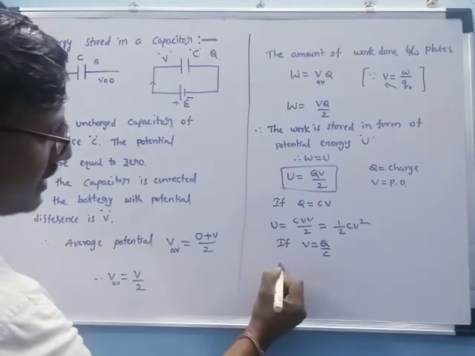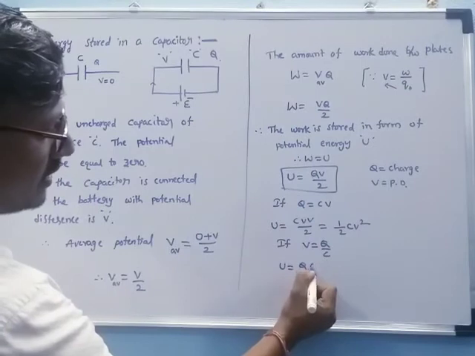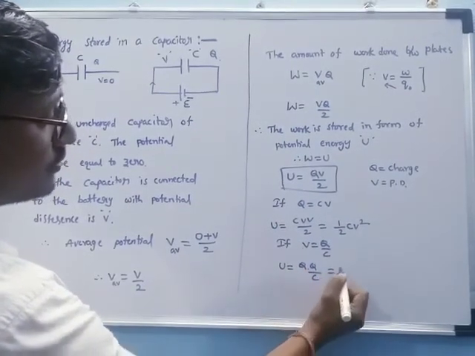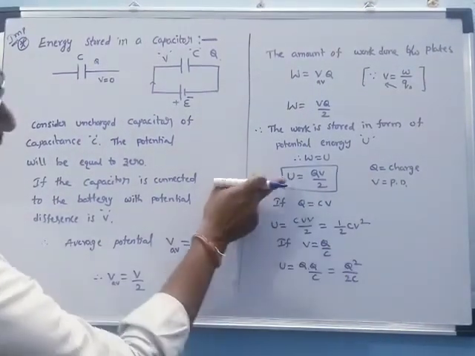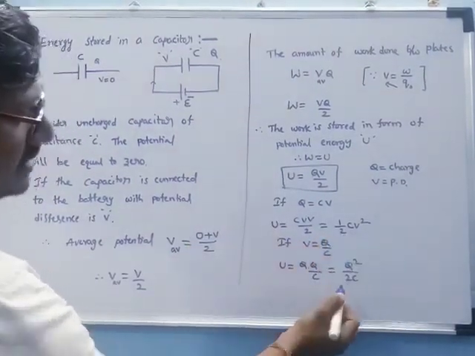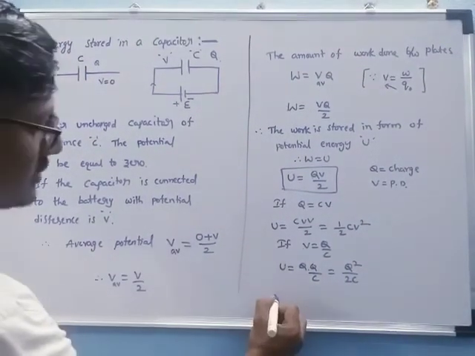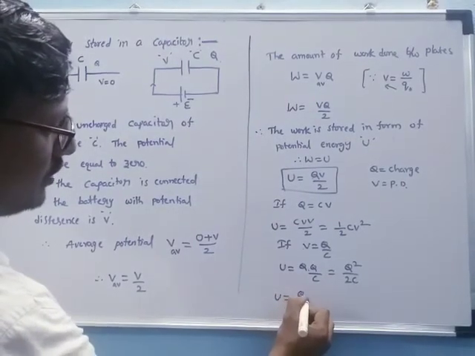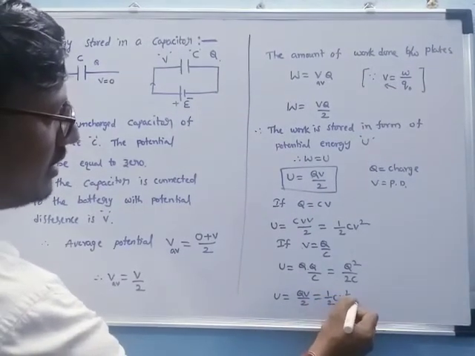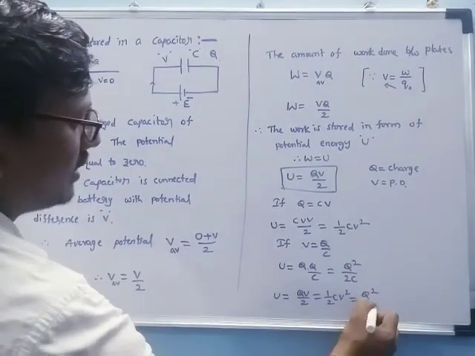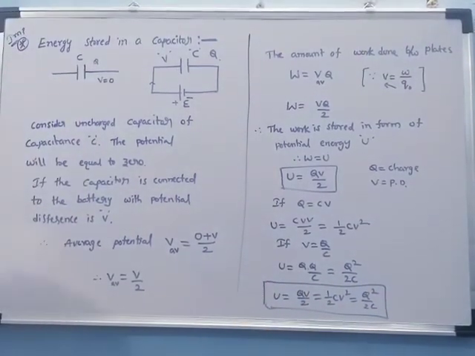Now substitute this V value in the equation. So U is equal to Q into Q by C by 2, that is Q square by 2C. Now these three equations, the first, the second and the third, are all energy stored in a capacitor: U is equal to QV by 2, or half CV square, or Q square by 2C.